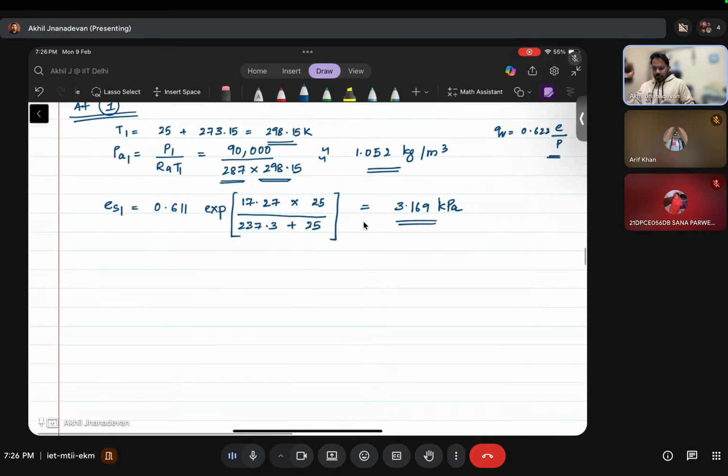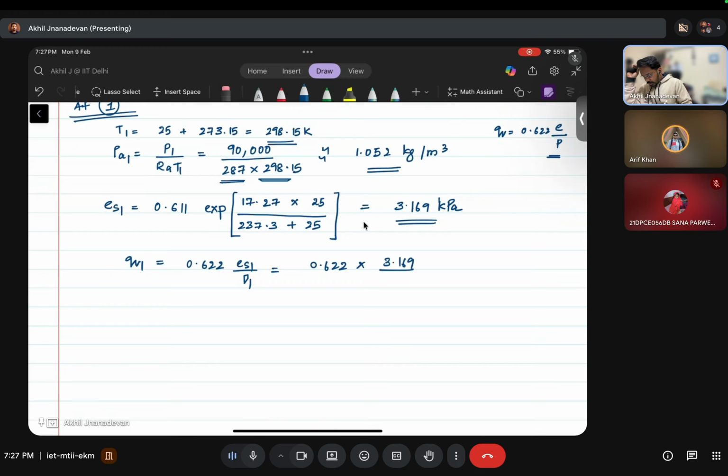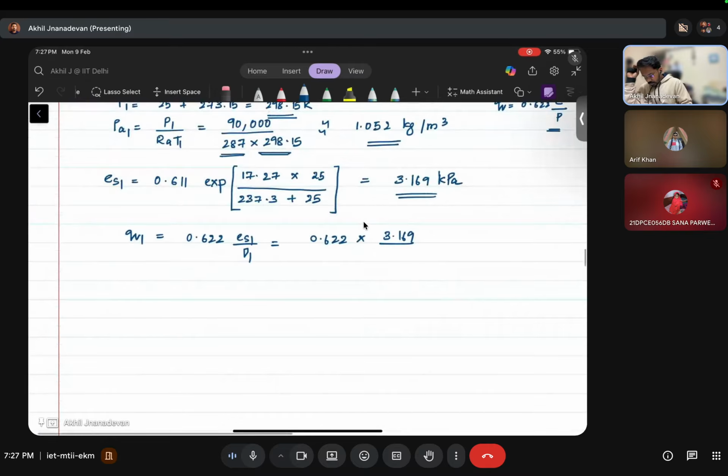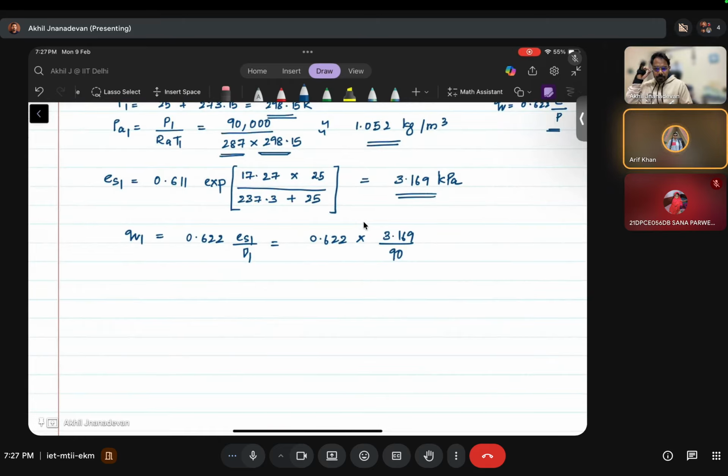So we have the vapor pressure, we also have the pressure, so we can find the specific humidity at location 1, that is equal to 0.622 ES1 by P1, that is 0.622 into 3.169 kilopascal, and P1 is 90 kilopascal. Yes. This is in Celsius.